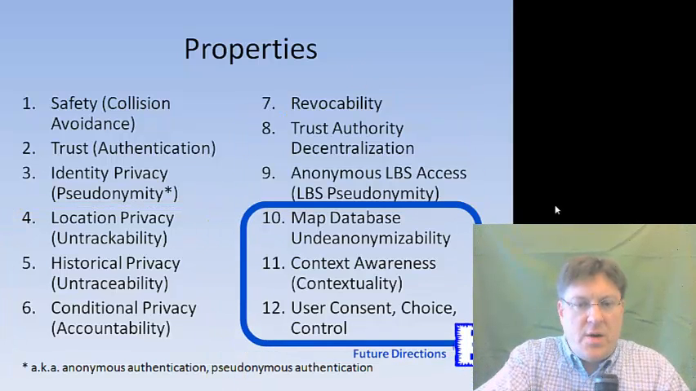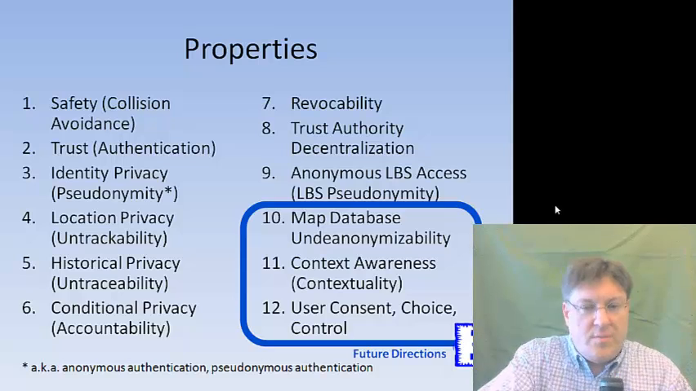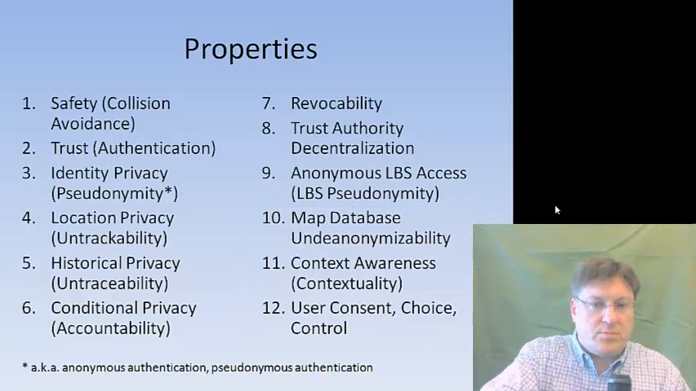And then the third area is future directions: map database un-deanonymizability, how to prevent others from being able to de-anonymize the data, whether or not they have privacy protections; context awareness, and user consent, choice, and control. These are things that are very new or current or future directions for vehicle privacy research. So let's get to it.